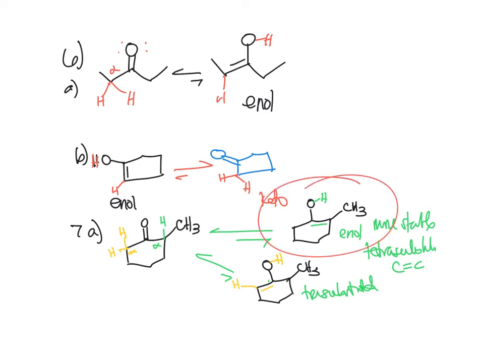It says circle, so for 7b, circle the enol that would be the most stable. Think about the double bond stability. This is called the thermodynamic enol.